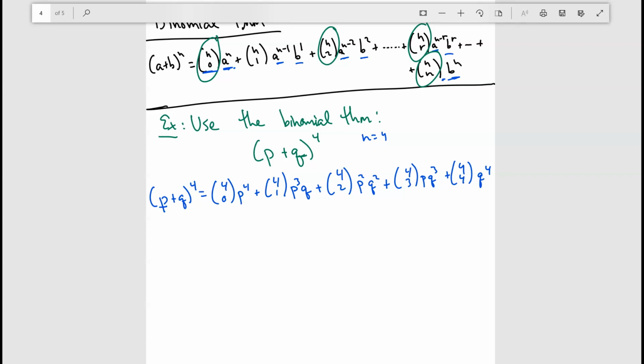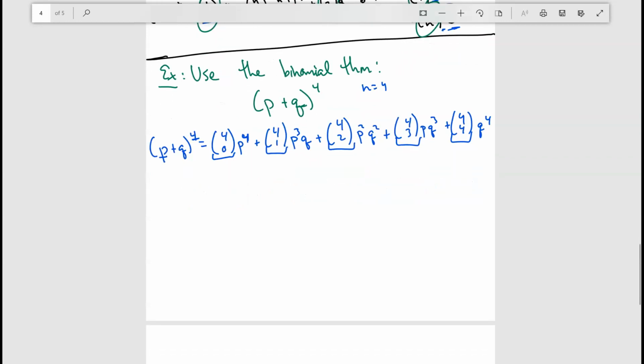Okay, so notice here, the coefficients are just 4, which is going to be this power. You start at 0 all the way until you get to 4. The p's start at 4, and then they drop by 1. The q's start at 0, and then they go up by 1. Okay? Now the thing is, here we have to use the formula.